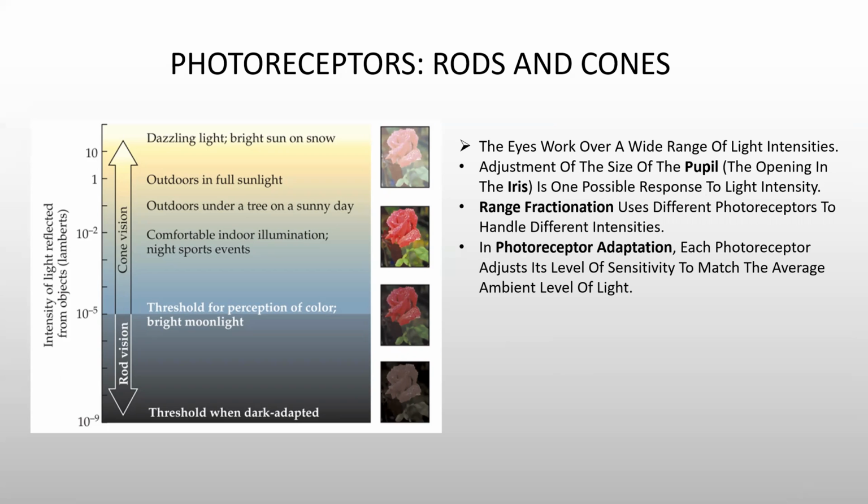So how does this work? Well, range fractionation uses different photoreceptors to handle different intensities. Okay? So that's how you see once those cones begin to activate, you'll see different photoreceptors that handle the different intensities of light. And then in photoreceptor adaptation, each photoreceptor adjusts its level of sensitivity to match the average ambient level of light. And we're talking about photoreceptors here, so rods and cones. So low light, the rods are going to be activated. A lot of light, substantial light, then the cones are going to be activated.